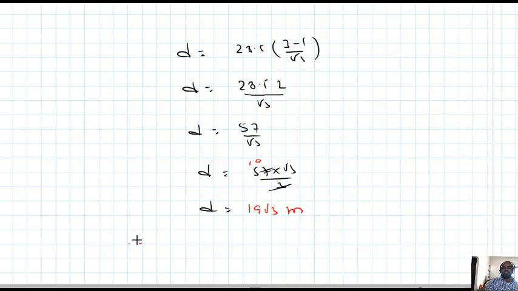Therefore the distance travelled by the boy equals 19 root 3 meters. Sometimes you need to simplify it. Instead of root 3 you can write 1.732, that is the approximate value of root 3. So what you will get is approximate, but this is exact: 19 root 3 meters exact.